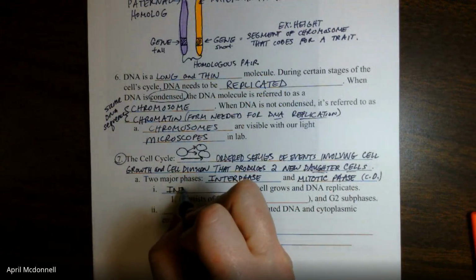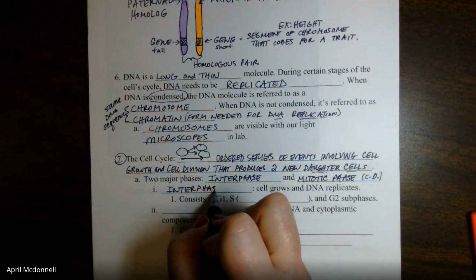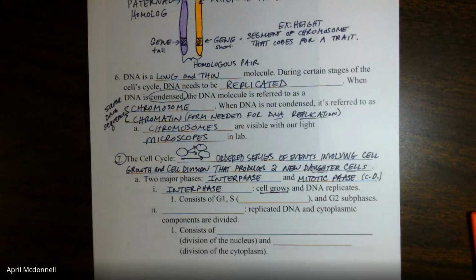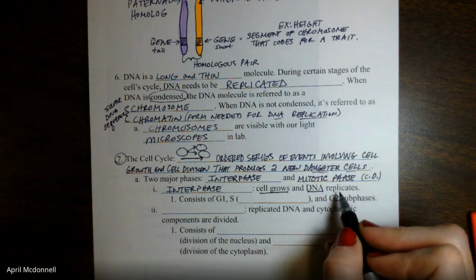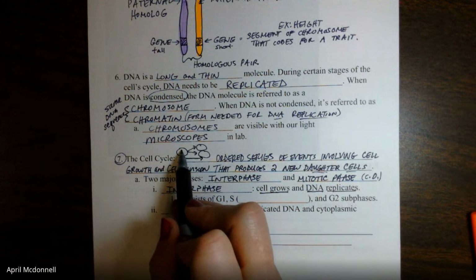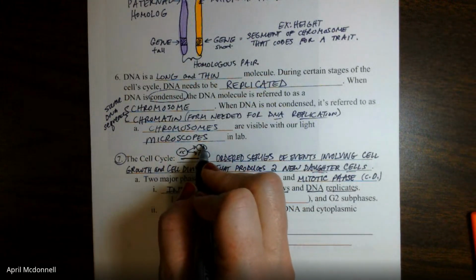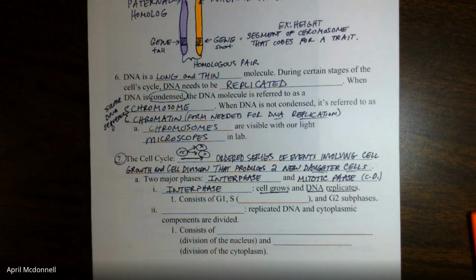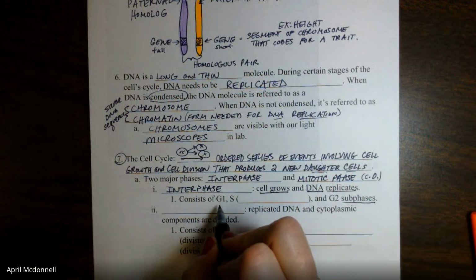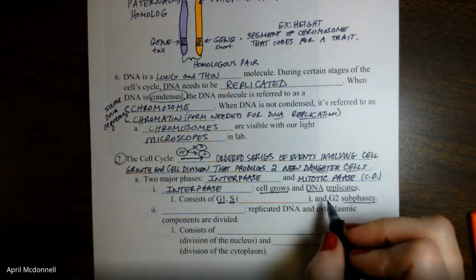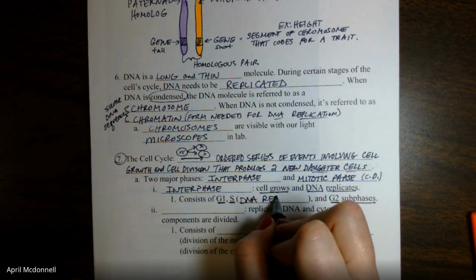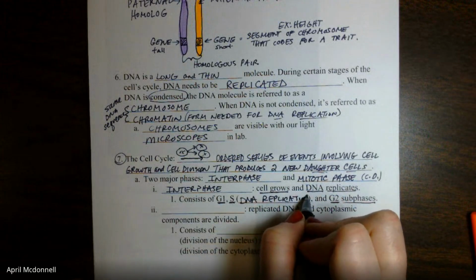So during interphase, the cell will grow, it will acquire nutrients to support cell division, and most importantly, the DNA will replicate so that there's enough DNA for the daughter cells at the end of the process. Interphase consists of three subphases, G1, S, and G2. During the S subphase, the process of DNA replication occurs.